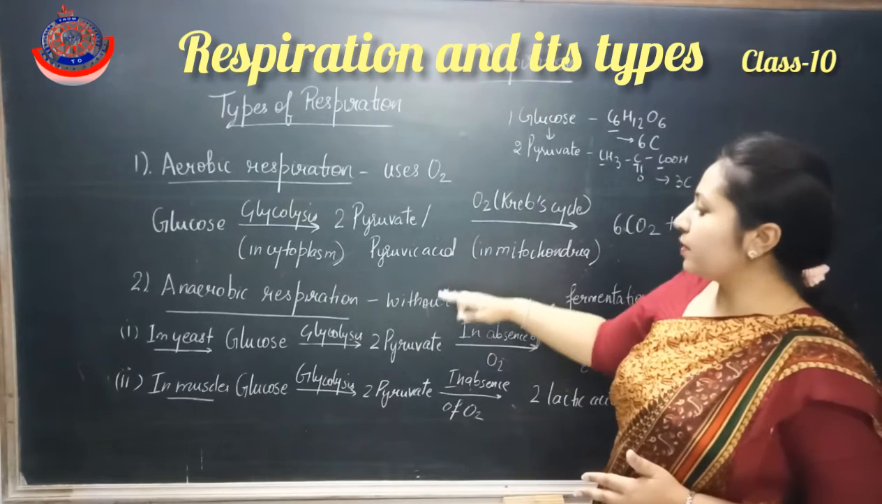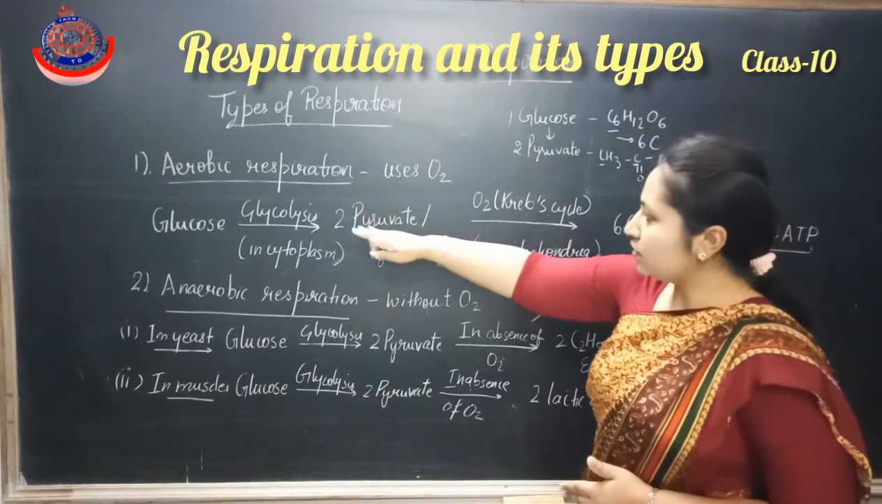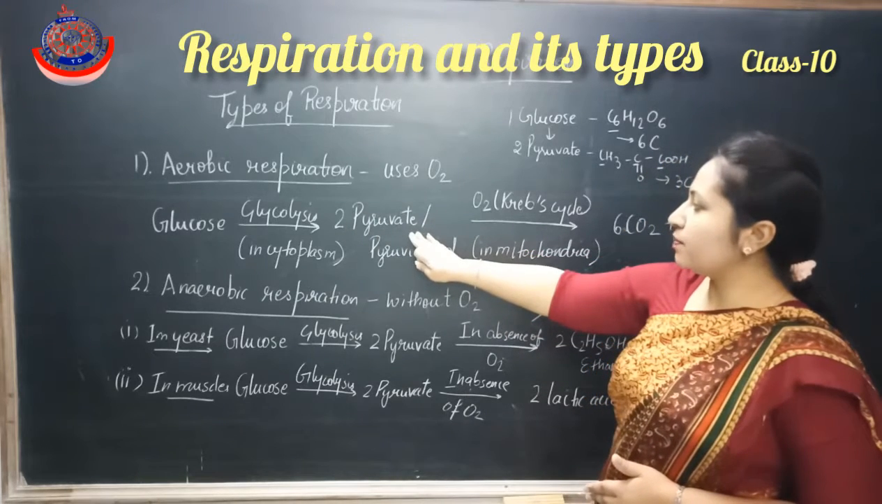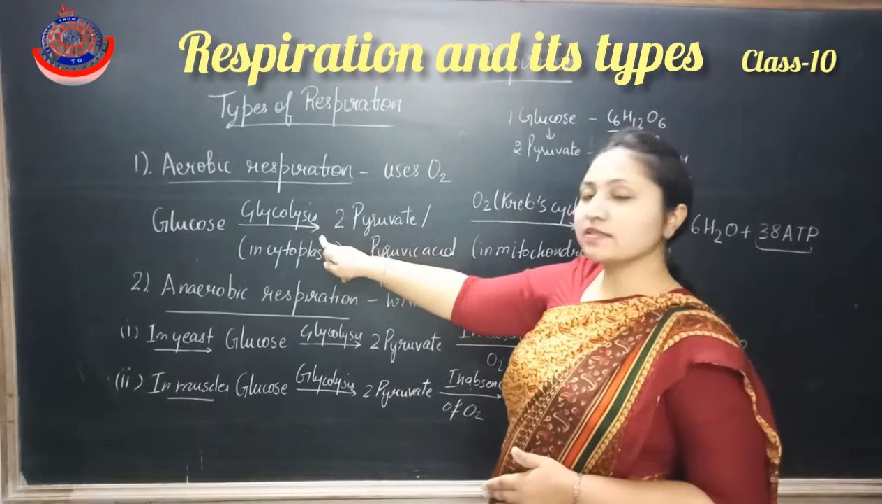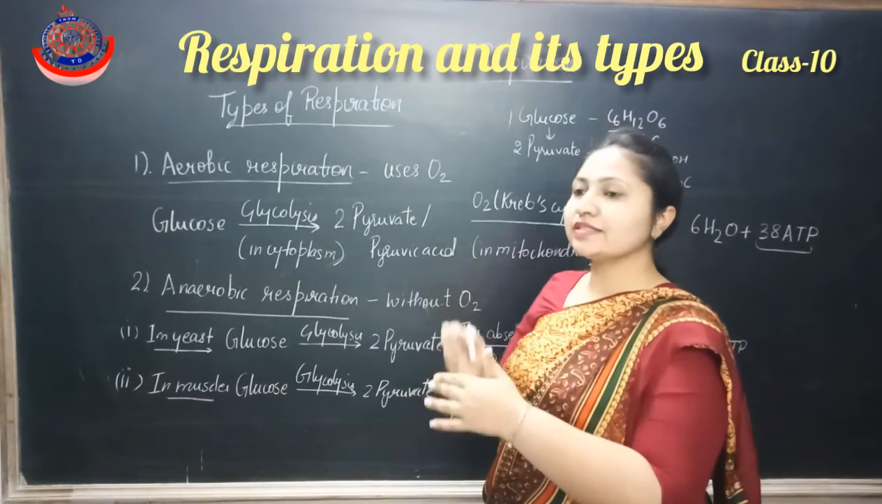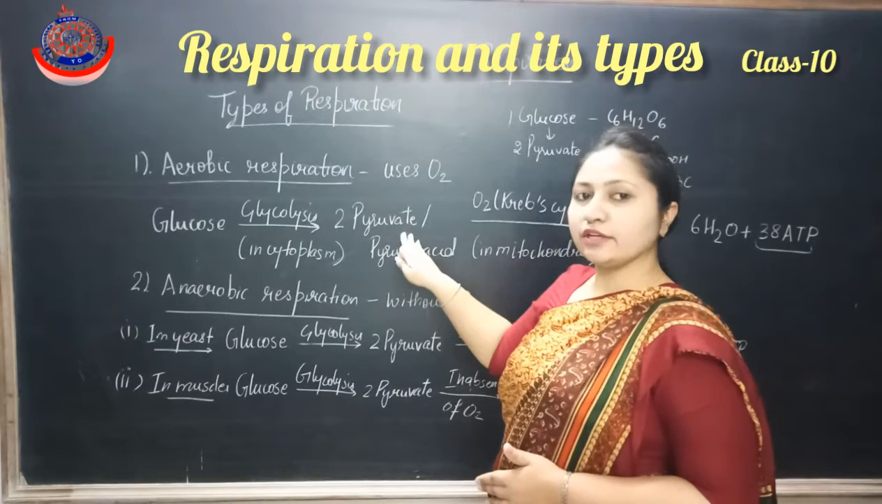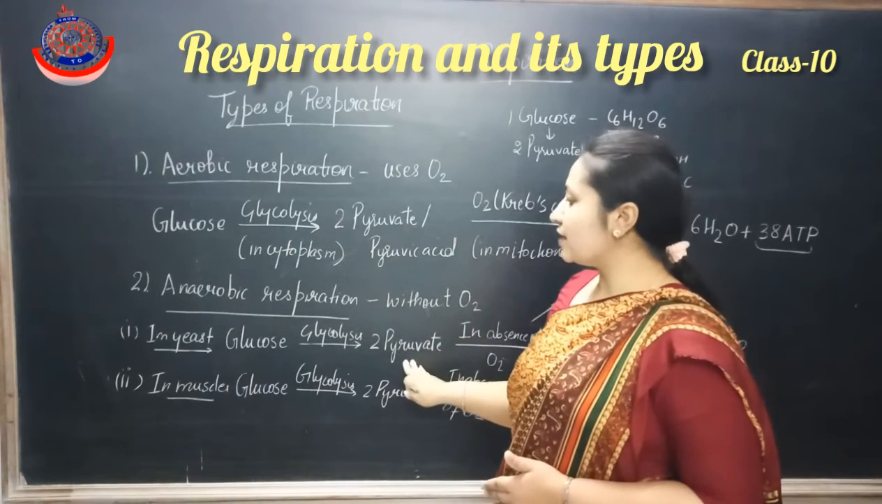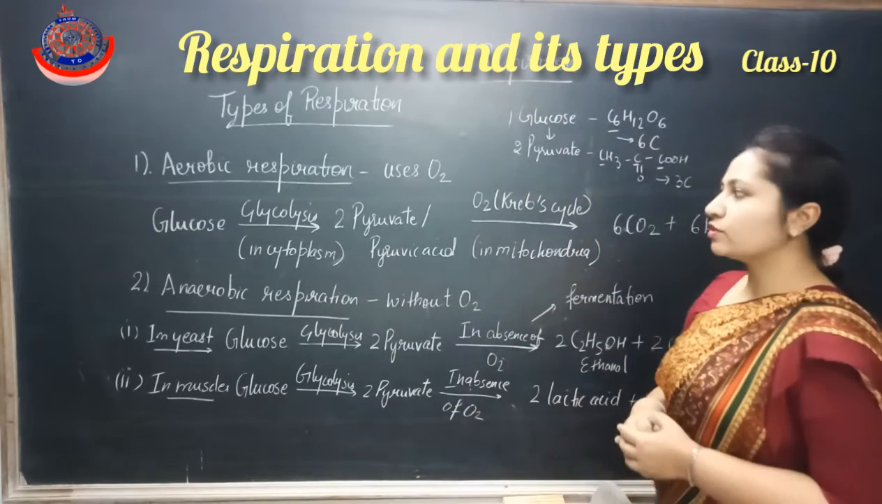If you compare these steps, till here, what happened? The glucose is converted into pyruvate molecules by the glycolysis process. Glycolysis is a 10-step process. In that, glucose is converted into 2 pyruvate. Similar is the case here also, that glucose is converted into 2 pyruvate molecules.